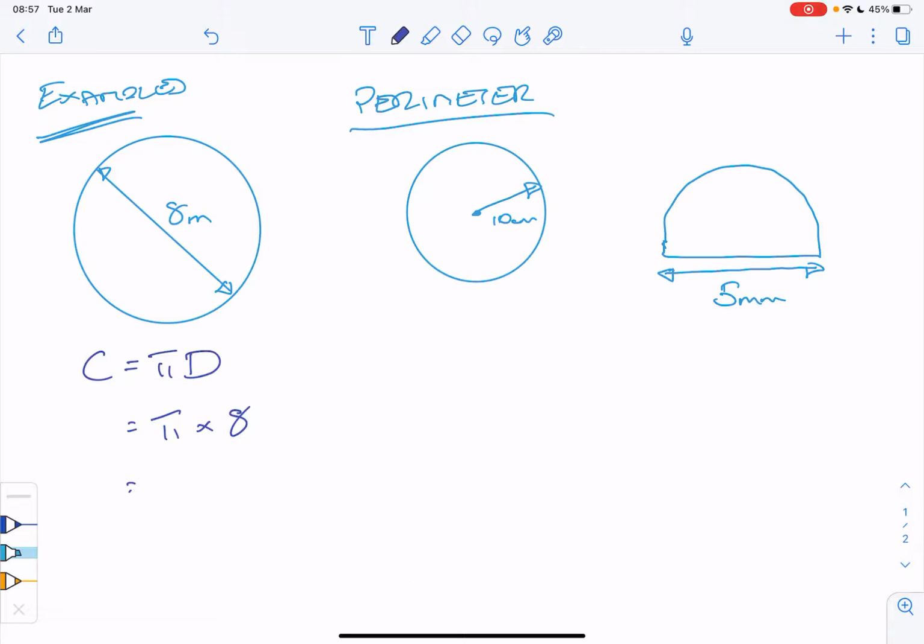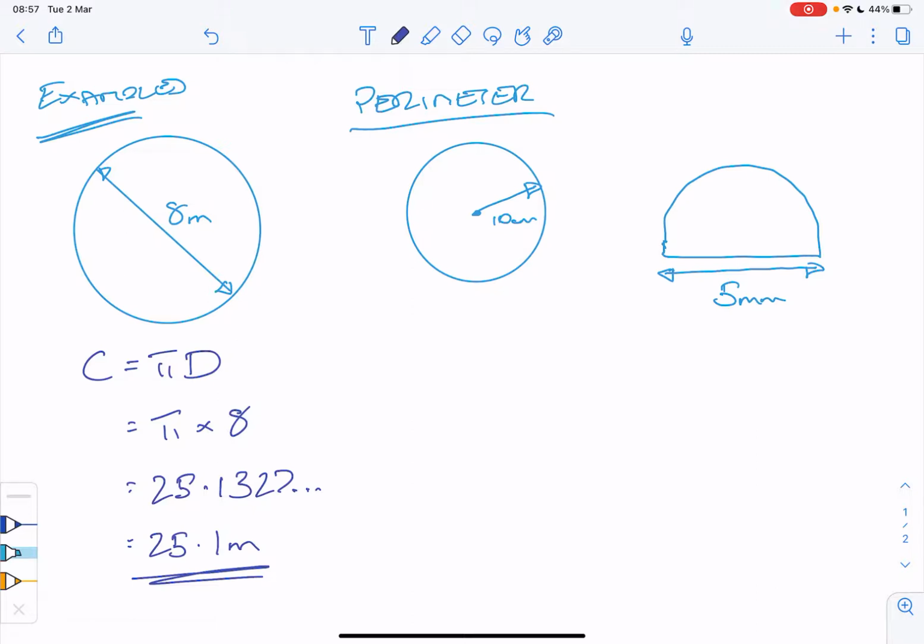And you should get an answer of 25.1327 blah, blah, blah. We're just going to round that to one decimal place, so 25.1 here. And because we're dealing in a distance, we need our units. Because it is just a length, it's just meters. When we get to area, it will be meters squared, but just now we're just dealing in terms of a length, so it's just meters.